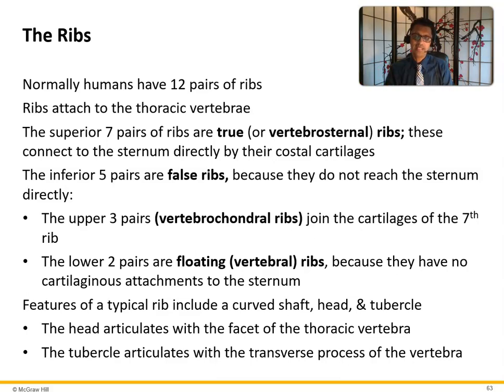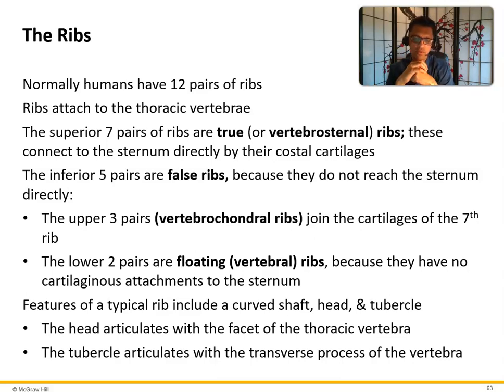They have no attachment. Okay, so the upper 3 pairs join the cartilages at the 7th rib, so they kind of come together. So 8, 9, and 10 fuse together, and then they join up with the 7th rib, and that's why we call them false, because they don't have a true attachment. They kind of come and mesh together with the 7th rib. And ribs 11 and 12, they're floating because they have no cartilaginous attachment.